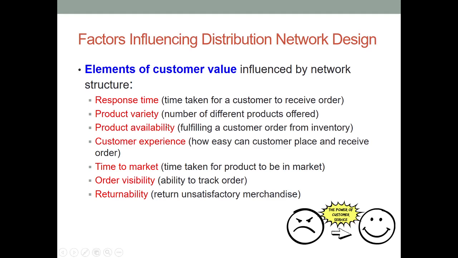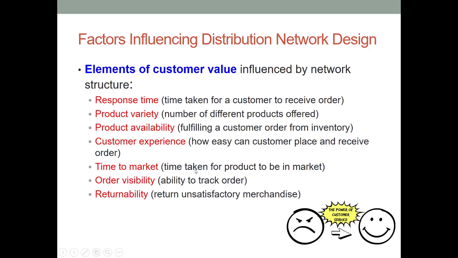All right, product availability: fulfilling a customer order from the inventory. It is the probability that your product is in stock when the customer needs it, so you can serve the customer directly from the inventory. Next is customer experience. Customer experience means how easy the customer can place and receive the order, right?